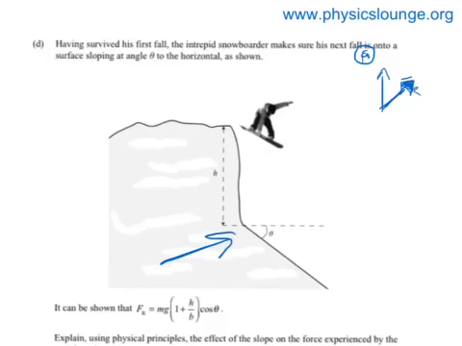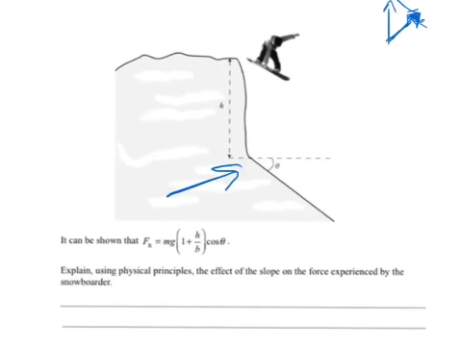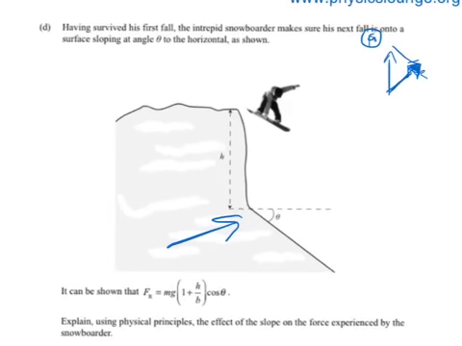So we're after that proportion of it. Oh, we'll move down because I'm getting ahead of myself. Explain using physical principles the effect of the slope on the force experienced by the snowboarder. Okay, so going back to what I was saying before, we're after this one. So the Fr down the bottom is this: mg (1 plus h over b) cos theta.